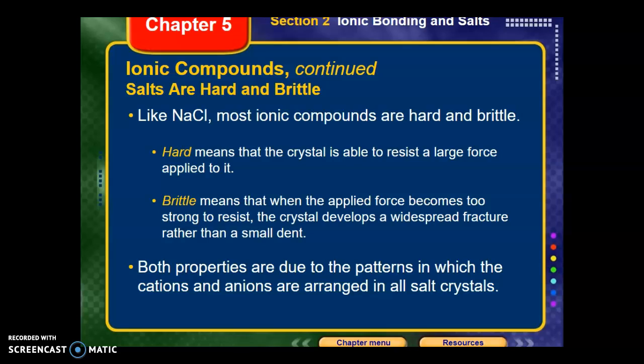So if you've hammered metal before, right? Hammering metal is not brittle, right? Metal is malleable, meaning that you are able to hammer it. Ionic compounds are not malleable, they are brittle.